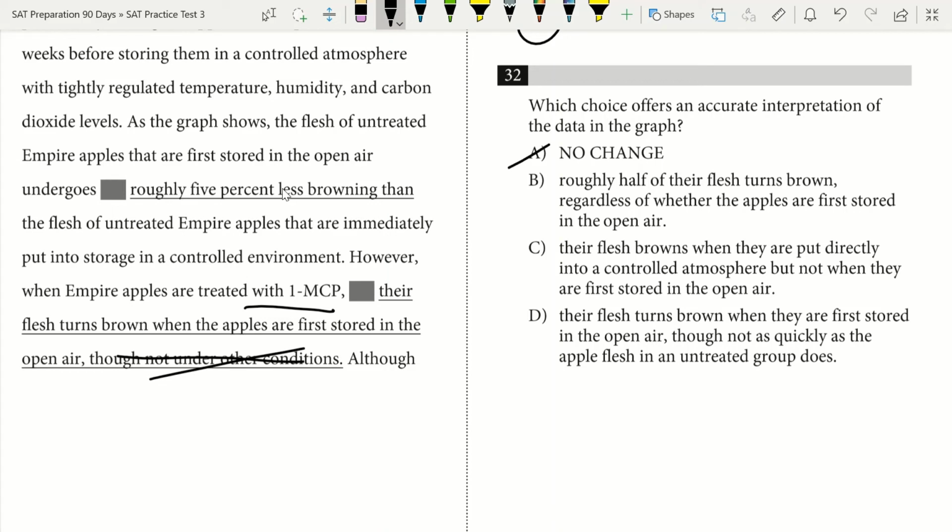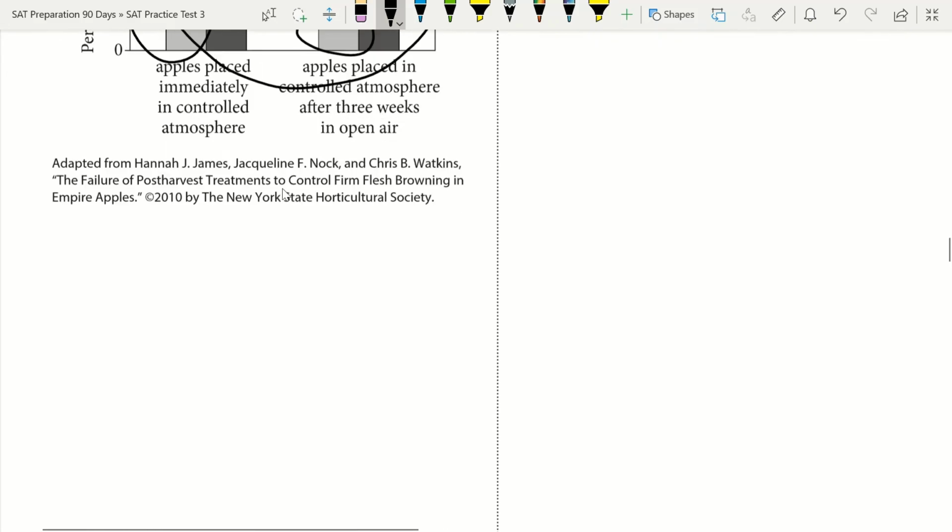Option B, roughly half of their flesh turns brown regardless of whether they're first stored in open air. Yes, that's correct, right? It's roughly half for both of those, about the same. So our correct answer for 32 would be B. All right, so now we got our last passage.